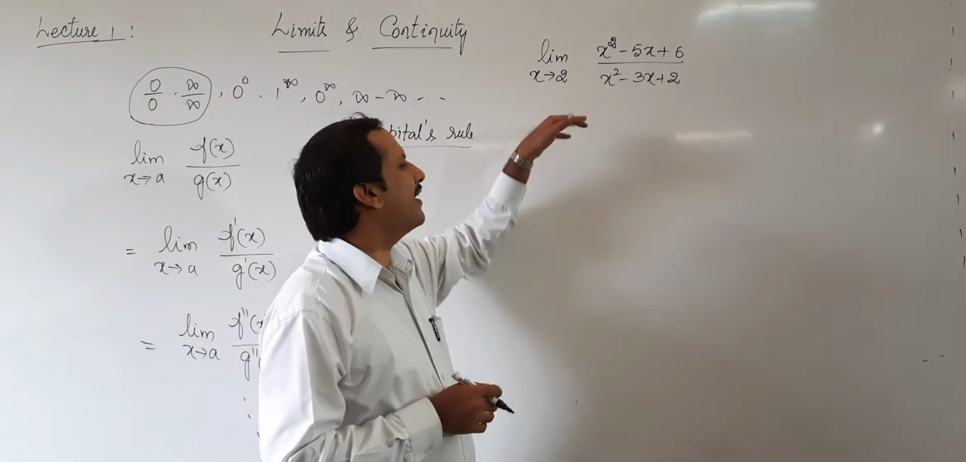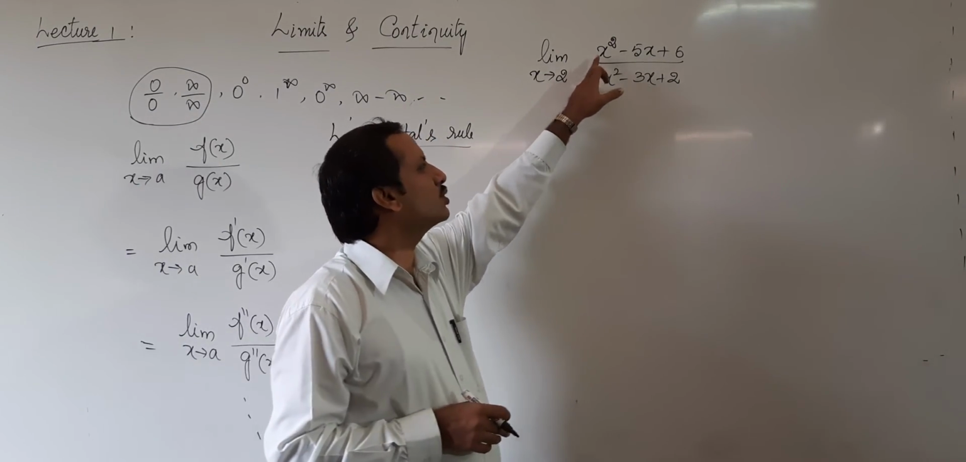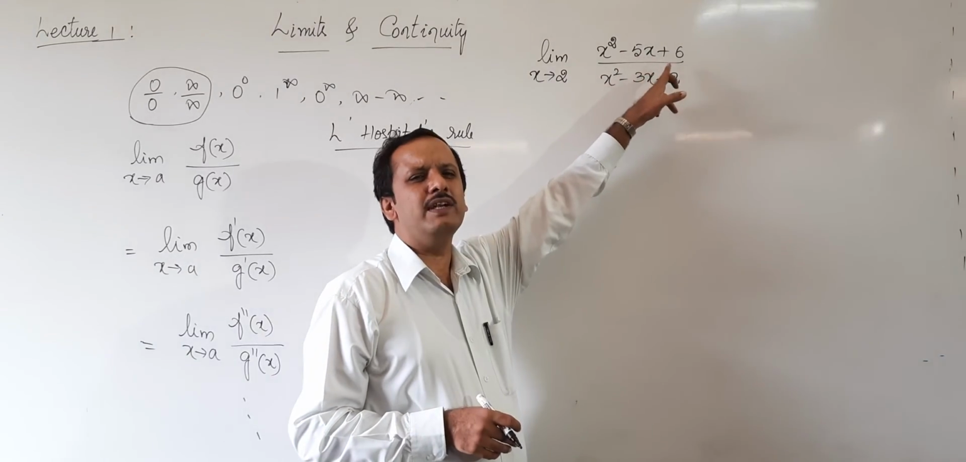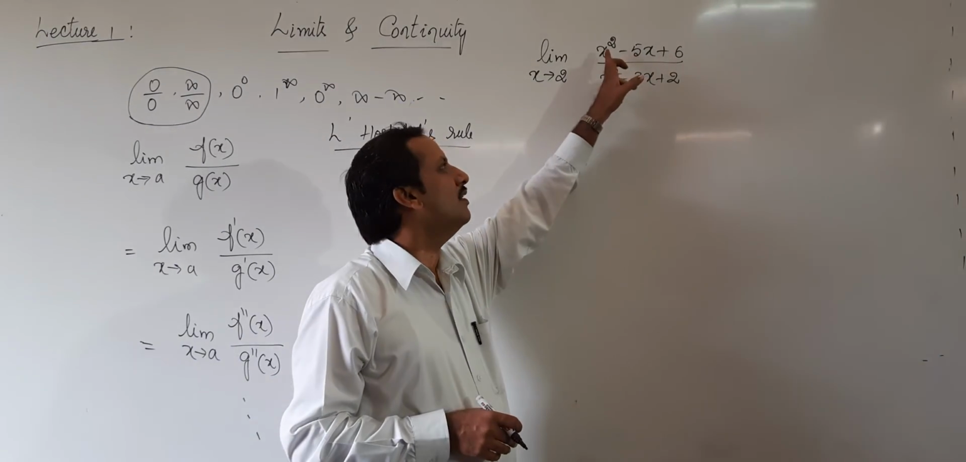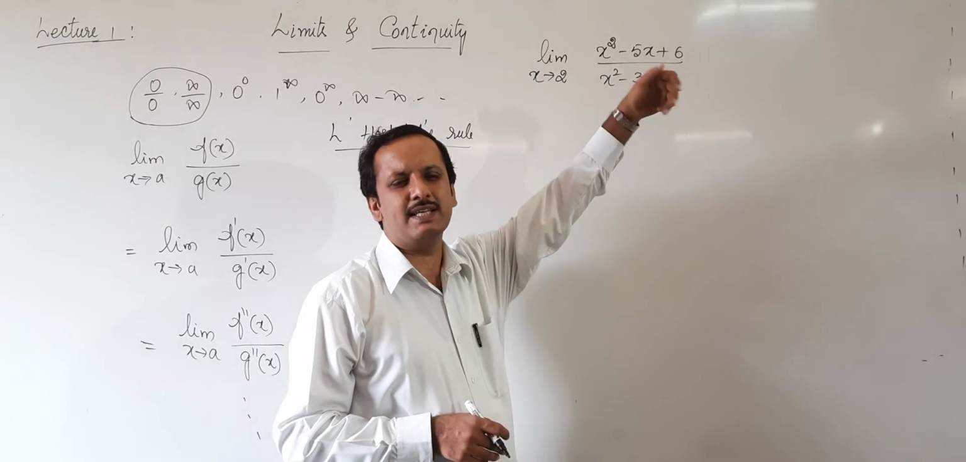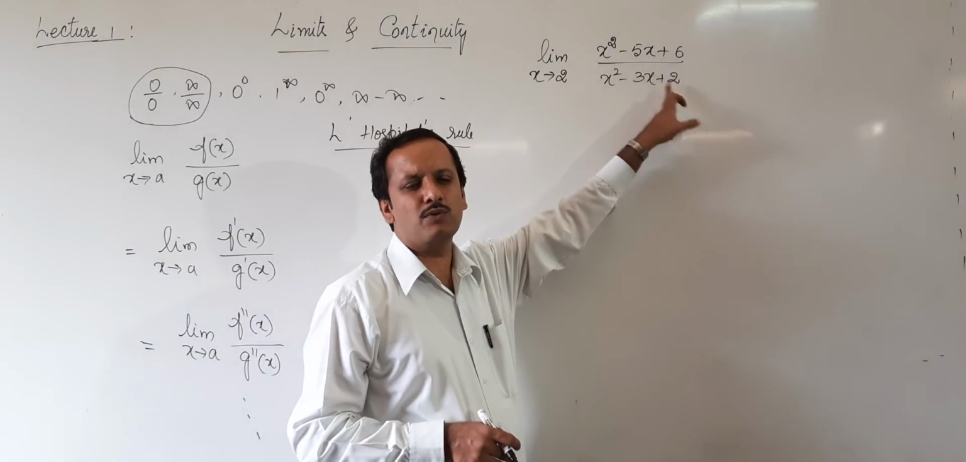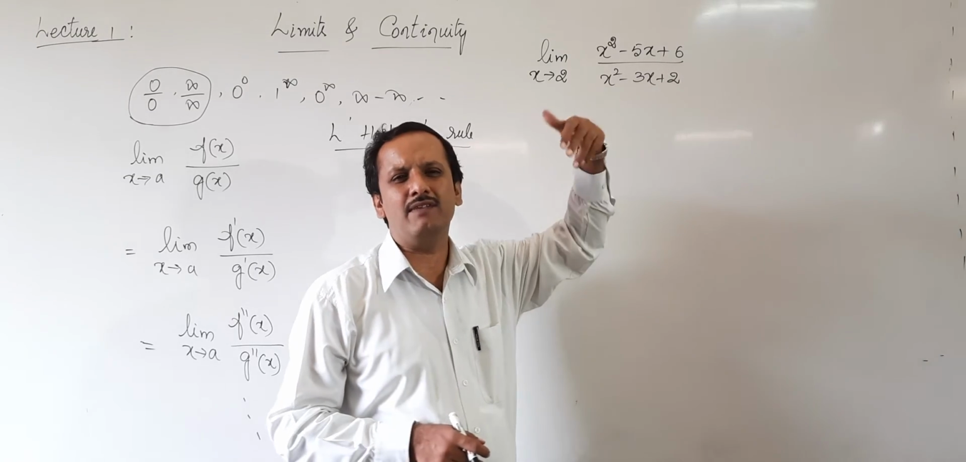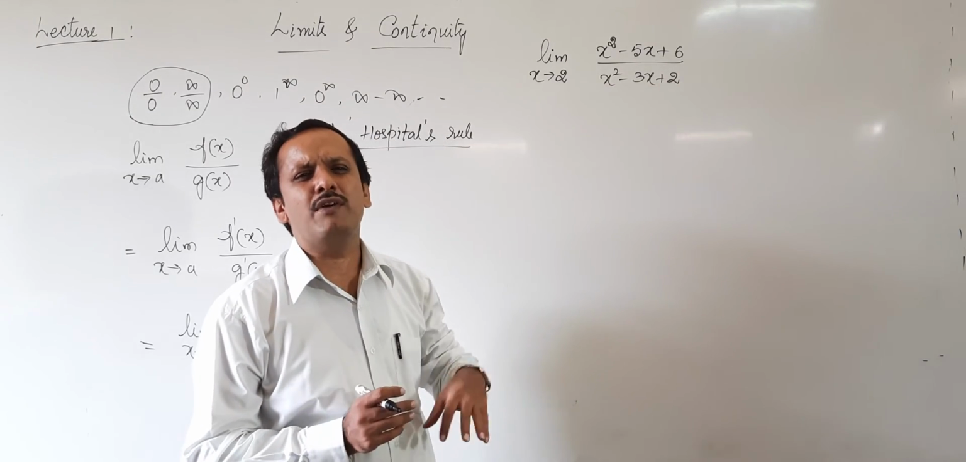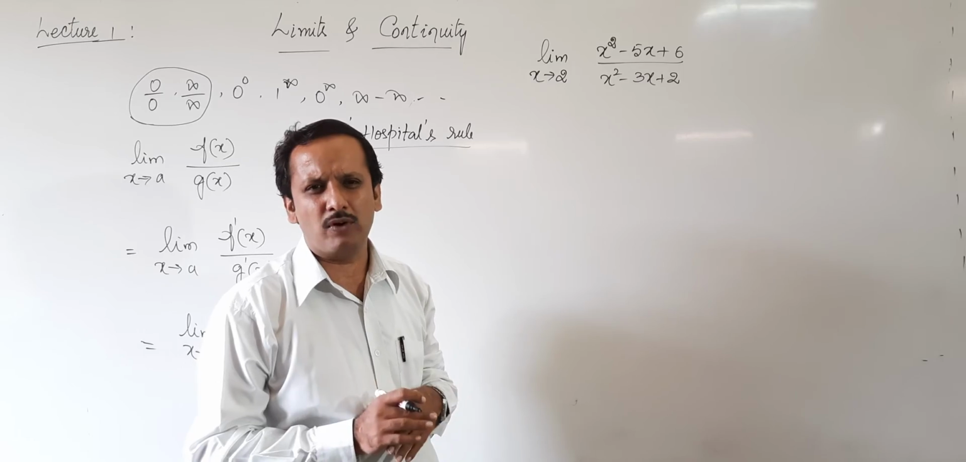See what happens. If I directly apply the limit, I am getting 2 square, 4, minus 5 into 2, 10, plus 6: 4 minus 10 plus 6. The numerator is 0. The denominator is 4 minus 6 plus 2, which will also give you 0. So this is of the form 0 by 0, an indeterminate form.